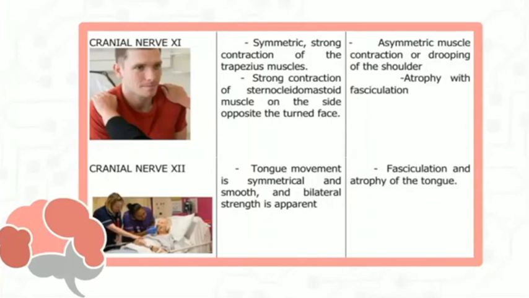Cranial nerve 11, or the spinal accessory nerve. For the normal findings, symmetric strong contraction of the trapezius muscle, and strong contraction of the sternocleidomastoid muscle on the side opposite to the turned face. For the abnormal findings, asymmetric muscle contraction or drooping of the shoulder.